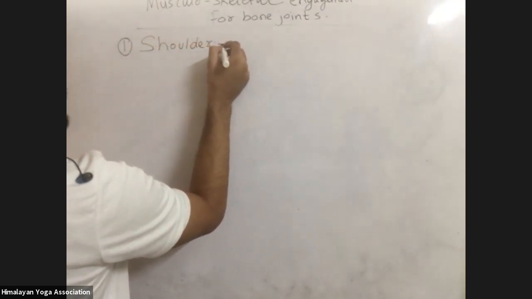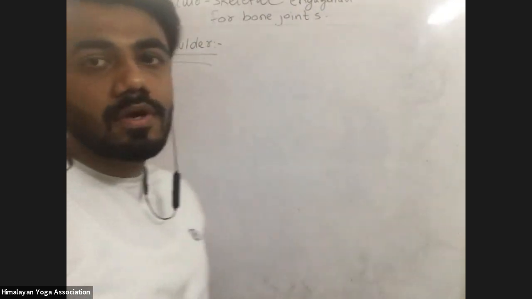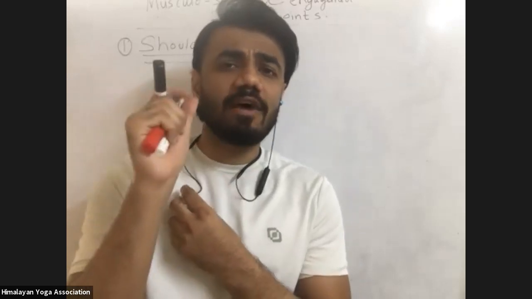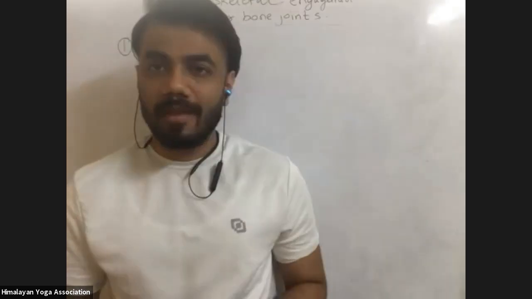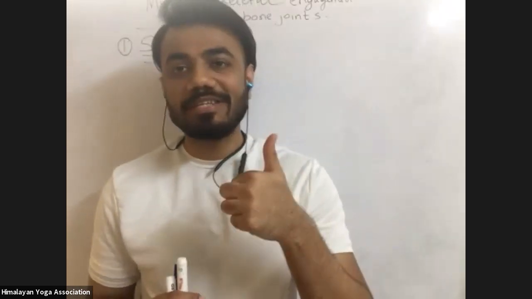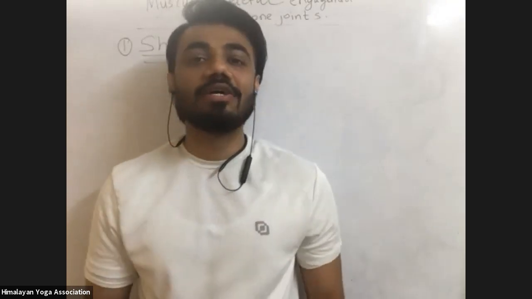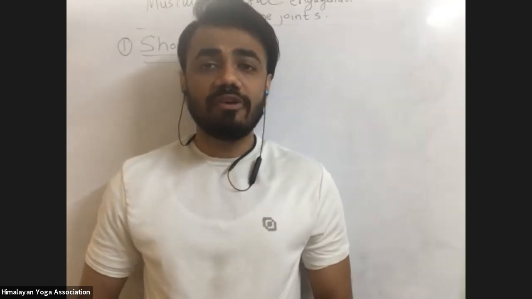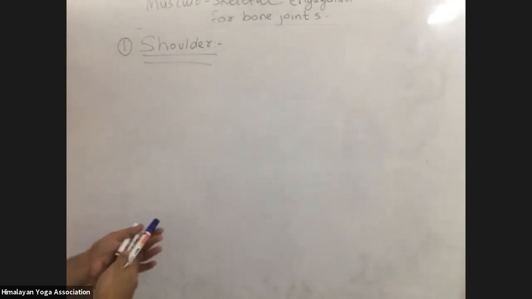I will write. In the shoulder joint, first tell me, what kind of bone joint is our shoulder joint? Because we also studied bone joints. Ball and socket. Yes, ball and socket. So this is what moves in all directions. The first movement of this ball and socket joint, the shoulder joint, is the flexion movement.